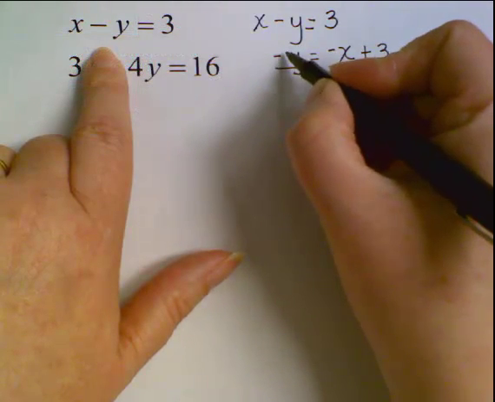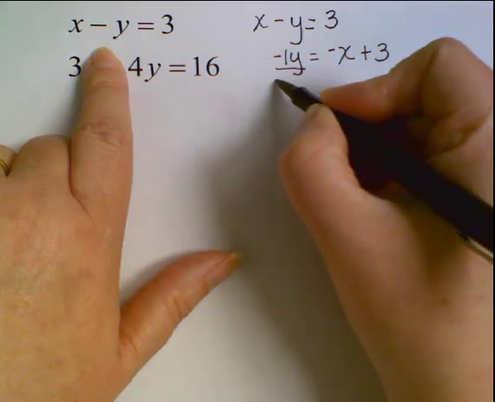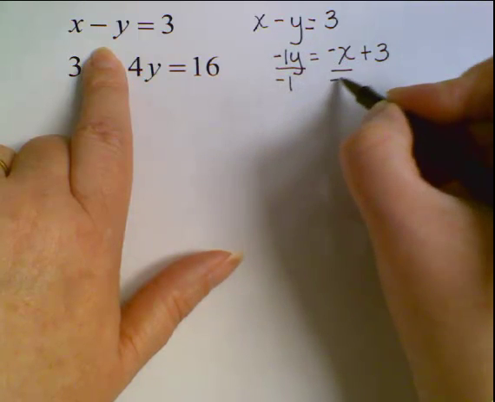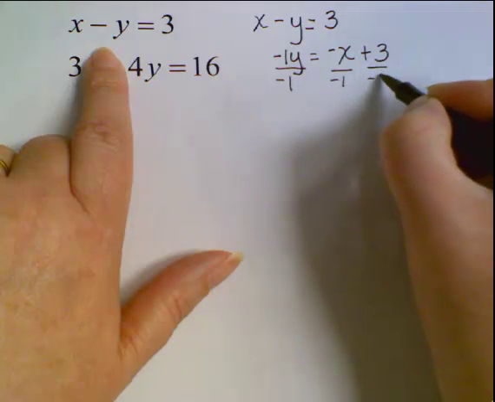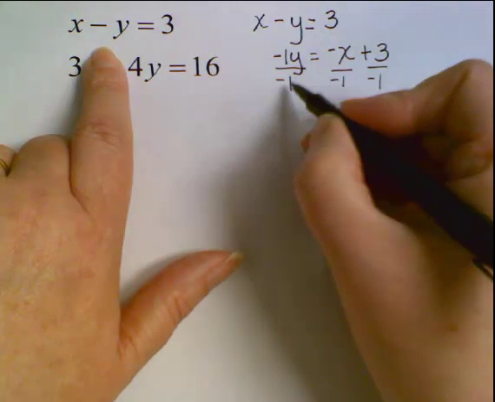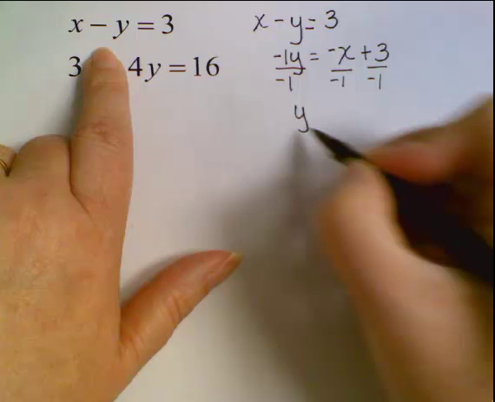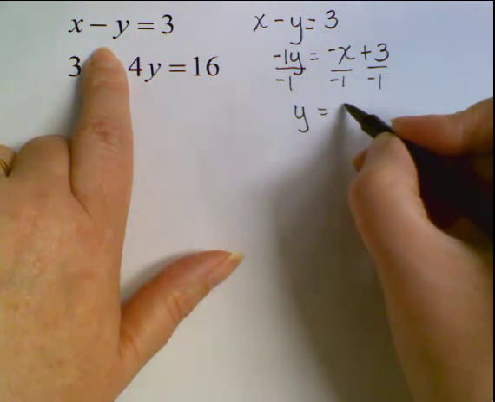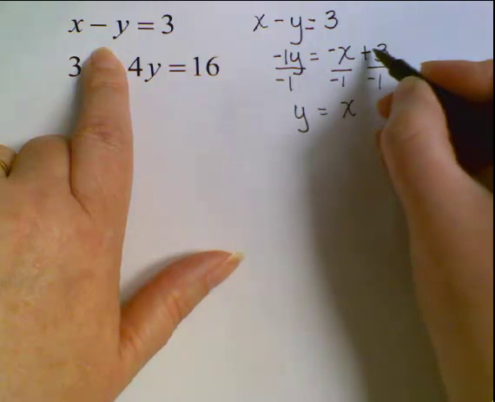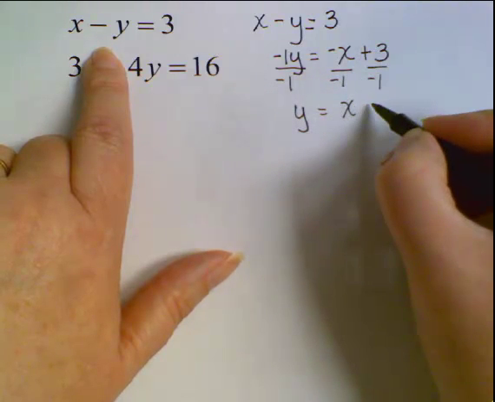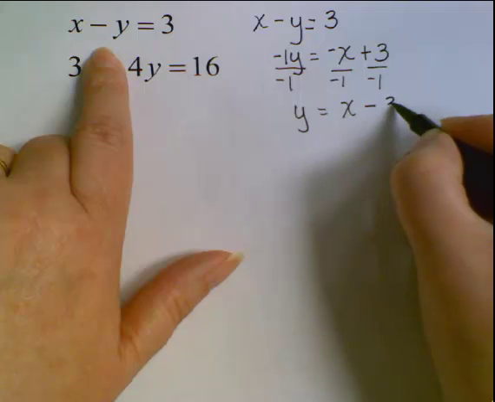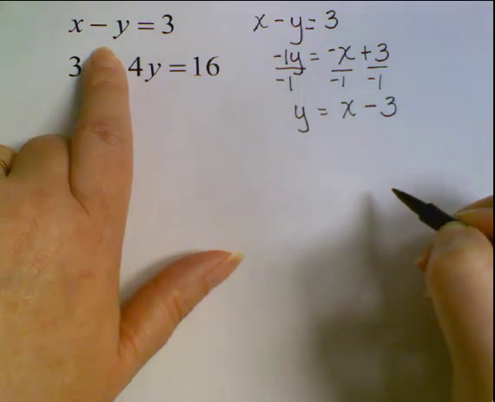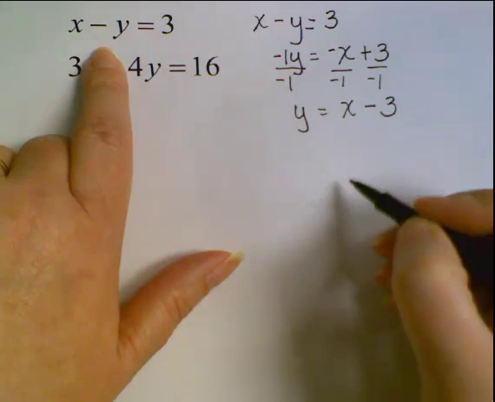Then there's an understood 1 there, so we're going to divide everything through by a negative 1. A negative divided by a negative is a positive. A negative 1 divided by a negative 1 is a positive. A positive divided by a negative is a negative, and that leaves us 3. And yes, that one is easily solved for y.